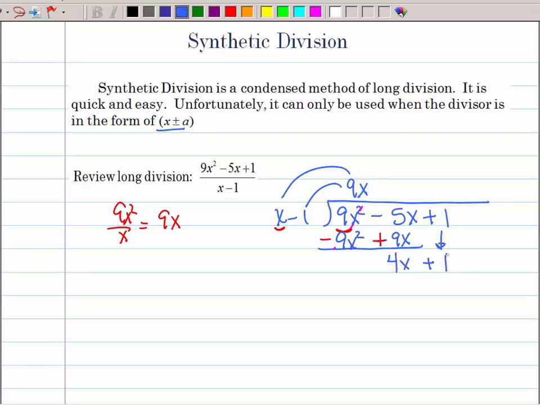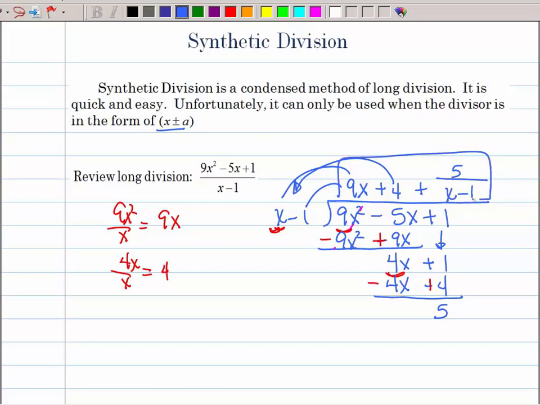Then we bring down the next term and repeat that process. So again, we divide those front two. And we say 4x divided by x is positive 4. So I put that positive 4 up there, and again I multiply that 4 times the divisor, which is 4x minus 4. Then I subtract, which changes the signs, and I get 5, and that is your remainder. And you would put your remainder over your divisor, and that's your answer. So it's not hard, but it is long, and if you have higher degree polynomials, it's a longer process.